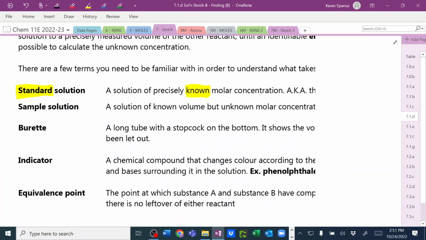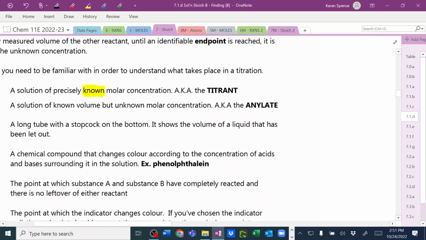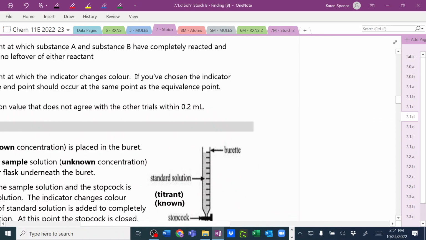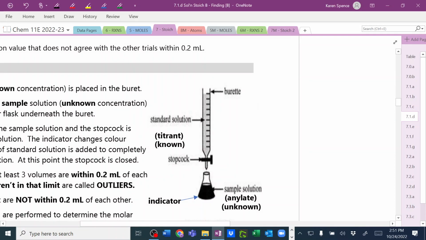Where does the standard solution go? The standard solution goes in the burette. Okay, this is our standard solution, and it goes in the burette. So for you guys, that's going to be your NaOH. Yes.